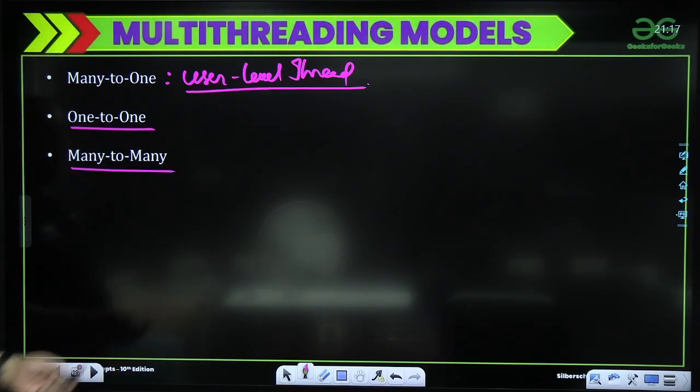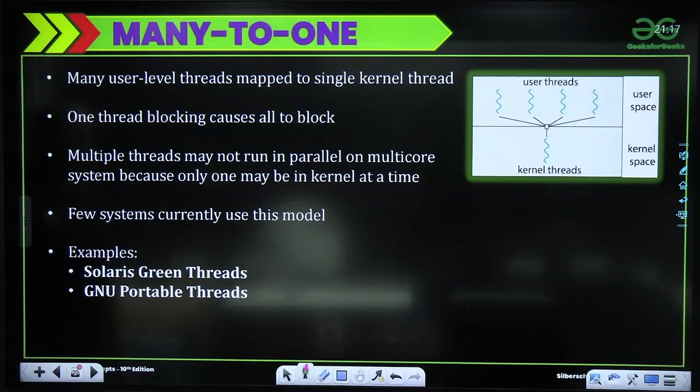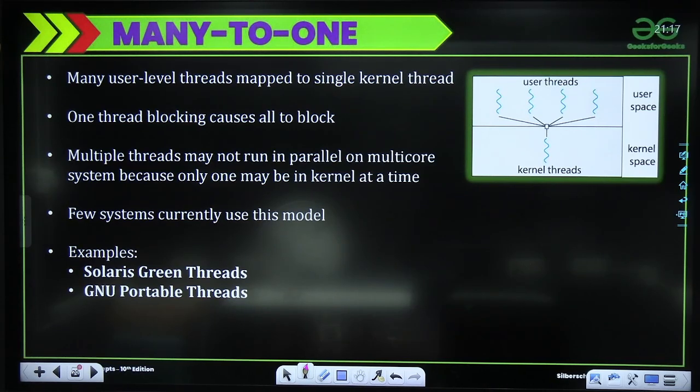So let's quickly go through each one. Many to one is an example of many user level threads mapped to a single kernel level thread. This will result in blocking of the entire process rather than the individual threads. Multiple threads may not run in parallel on a multi-core system because only one may be in the kernel at a time. So few systems currently use this, examples like Solaris green threads and GNU portable threads. That is many to one.